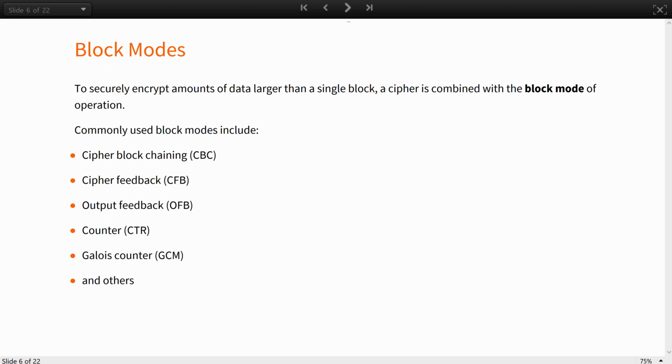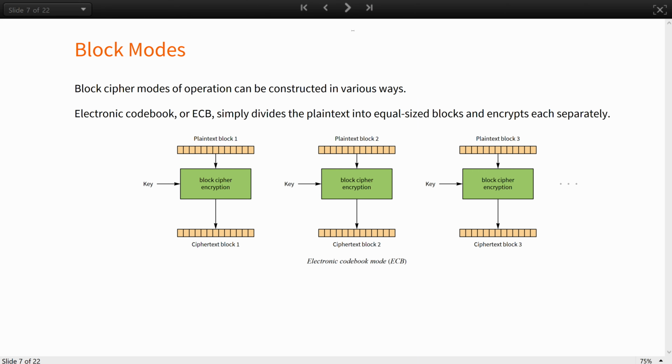To securely encrypt amounts of data larger than a single block, a cipher is combined with a block mode of operation. Commonly used block modes include cipher block chaining mode, cipher feedback, output feedback, counter mode, Galois counter mode, and others. Block cipher modes of operation can be constructed in various ways. The most straightforward is electronic codebook, or ECB. It simply divides the plaintext into equal-sized blocks and encrypts each block separately from the others.